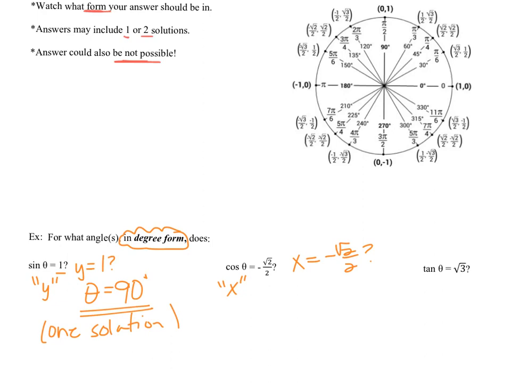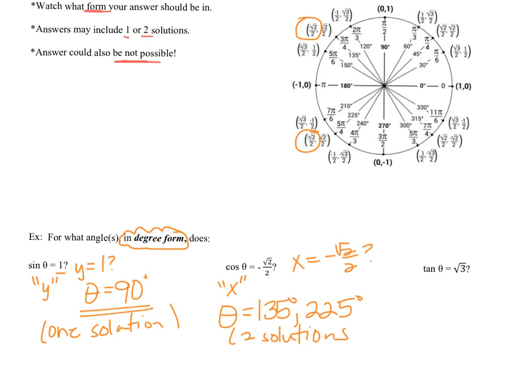If x is negative, we're going to be in quadrants 2 and 3 because you're counting to the left. I see it up here in quadrant 2, and I see it down here in quadrant 3. What are the theta locations in degree form where that matches? That would be at 135 degrees and 225 degrees. It's honestly that easy. So in this case, we had two solutions.